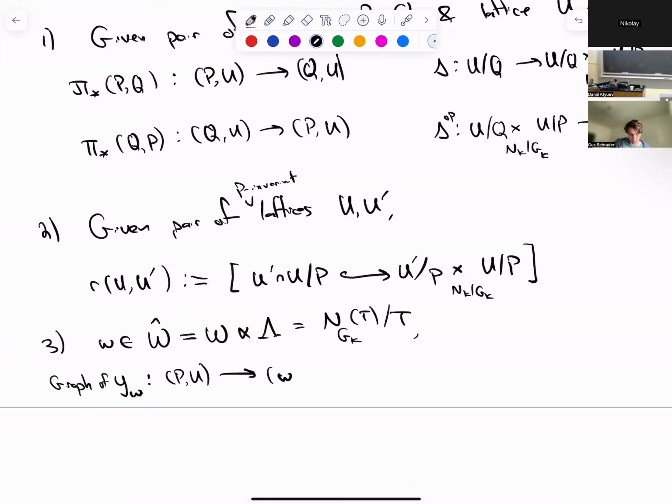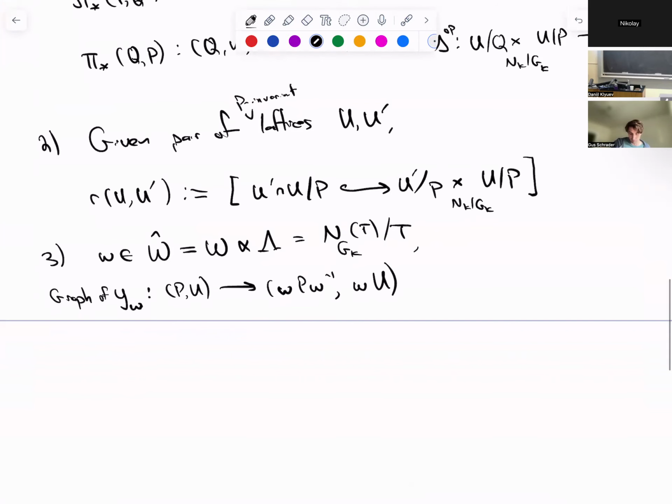So the Weyl group acts on the pair of groups by conjugation, and it acts on the lattice by translation. So this plays the role of P prime and P prime.